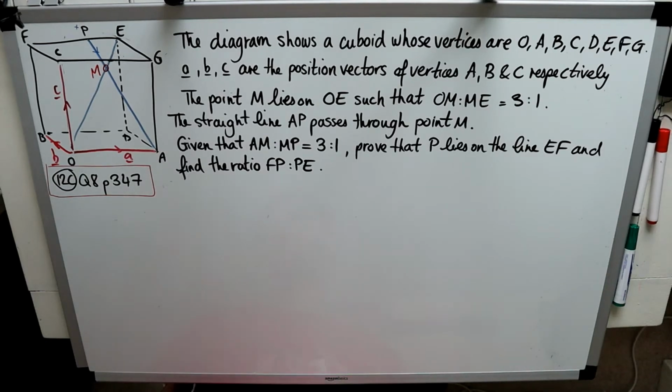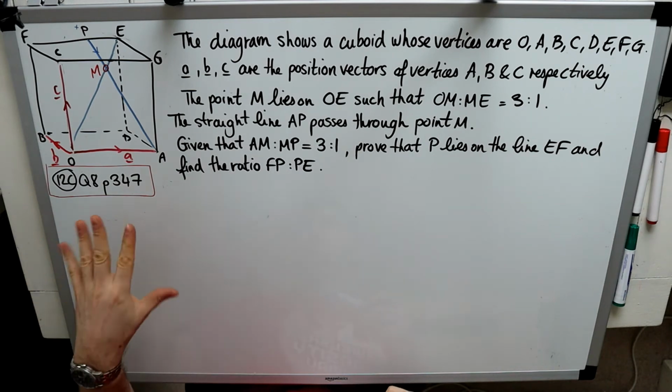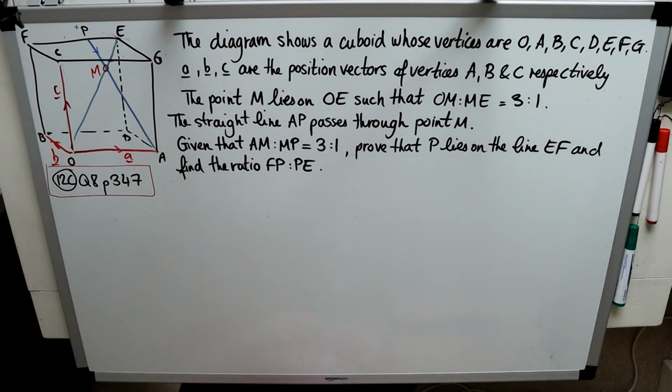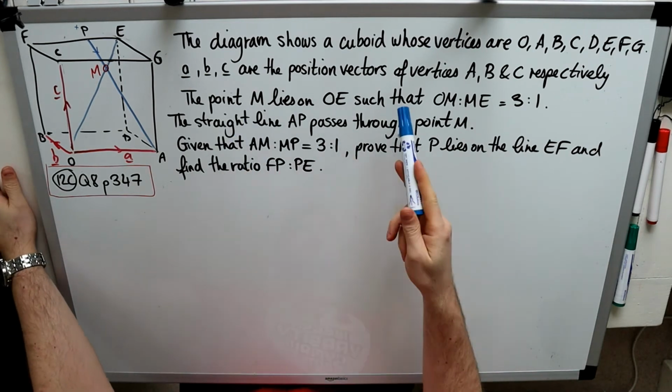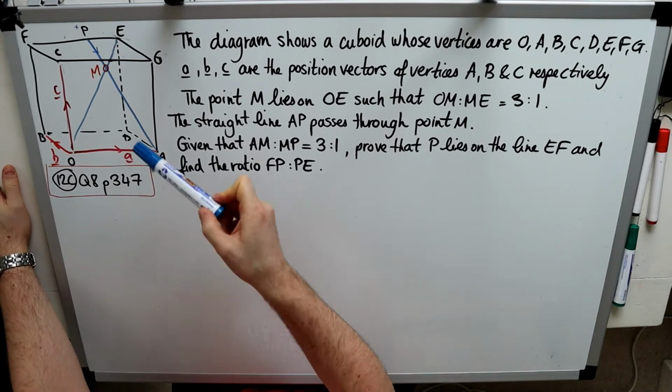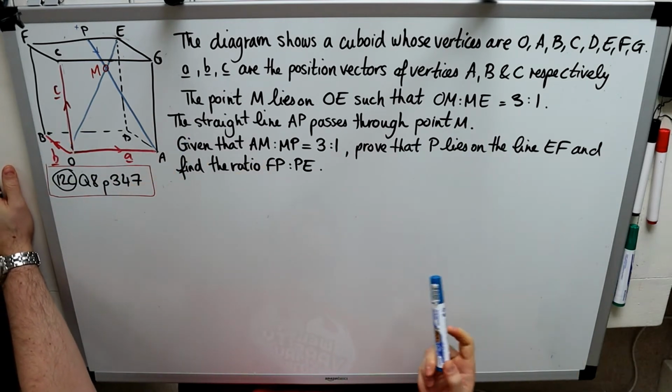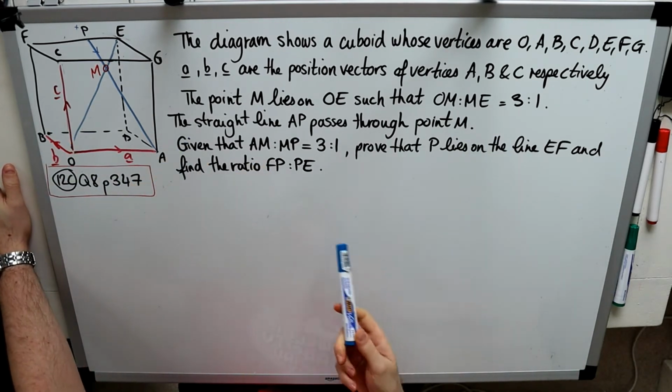Alright, here we have another 3D vector question. This is question 8 from exercise 12C, pages 347 or 348, depending on the edition of the book that you have. So, the diagram shows a cuboid whose vertices are O, A, B, C, D, E, F, G, in whatever order they give it to you.